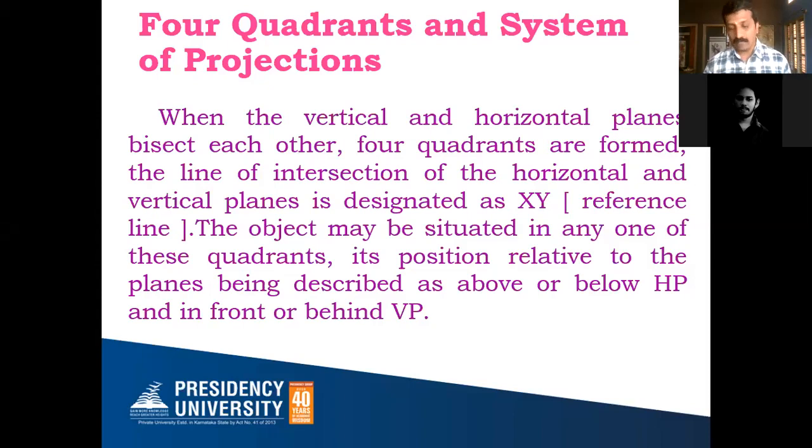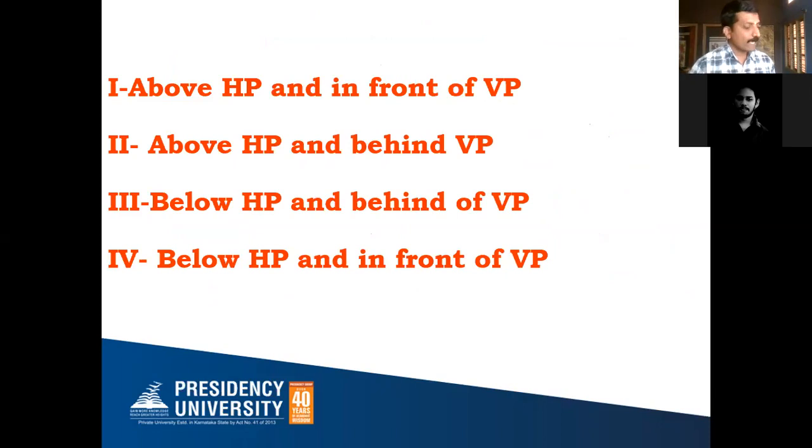And the position of the quadrant with respect to your HP and VP will tell you in which quadrant the object is situated. Let me explain this with the help of the fourth quadrant. Always, how to identify where the object is exactly located, whether in the first, second, third or fourth quadrant? It mainly depends upon the distance with respect to HP and VP. Once again, I'll repeat it. In this particular quadrant system, the object may be situated in any one of the four quadrants, first, second, third or fourth. This is mainly decided based on the position of the object with respect to HP and VP.